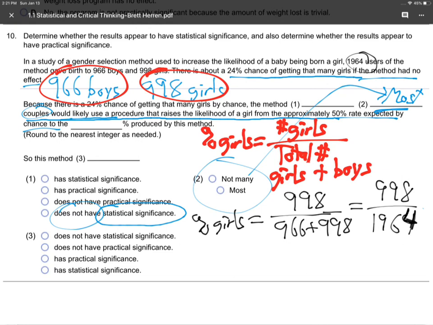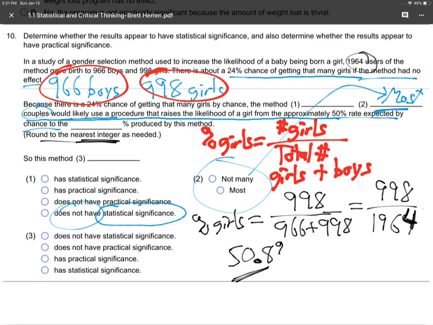All right, so anyway, on your calculator, divide 998 by 1964. Somebody got a number for me? 51. Yeah, plus blah, blah, blah. Oh, I don't know how many they want me to round to. Oh, round to the nearest integer. So what is it? 51 point what? 51.508? Gotcha.